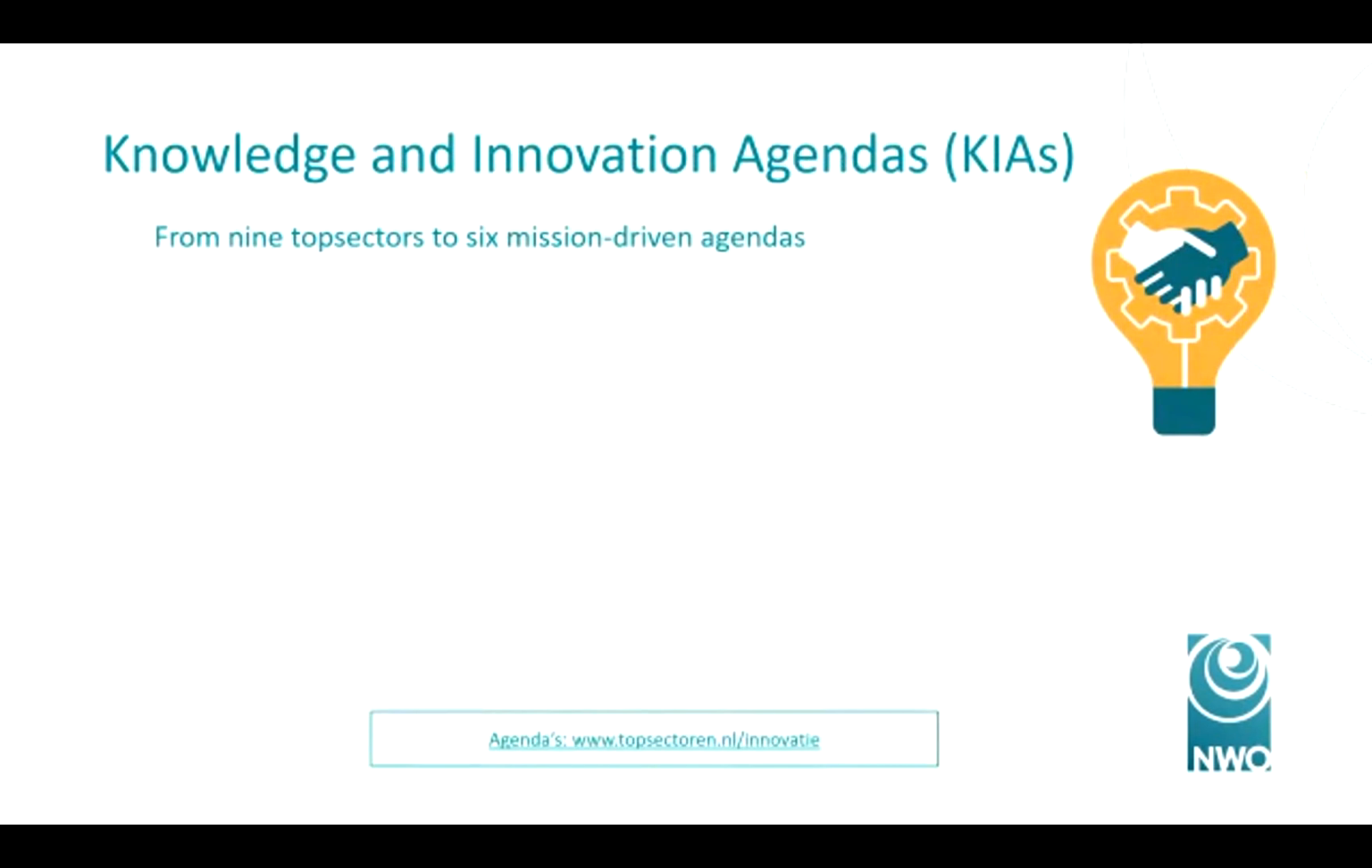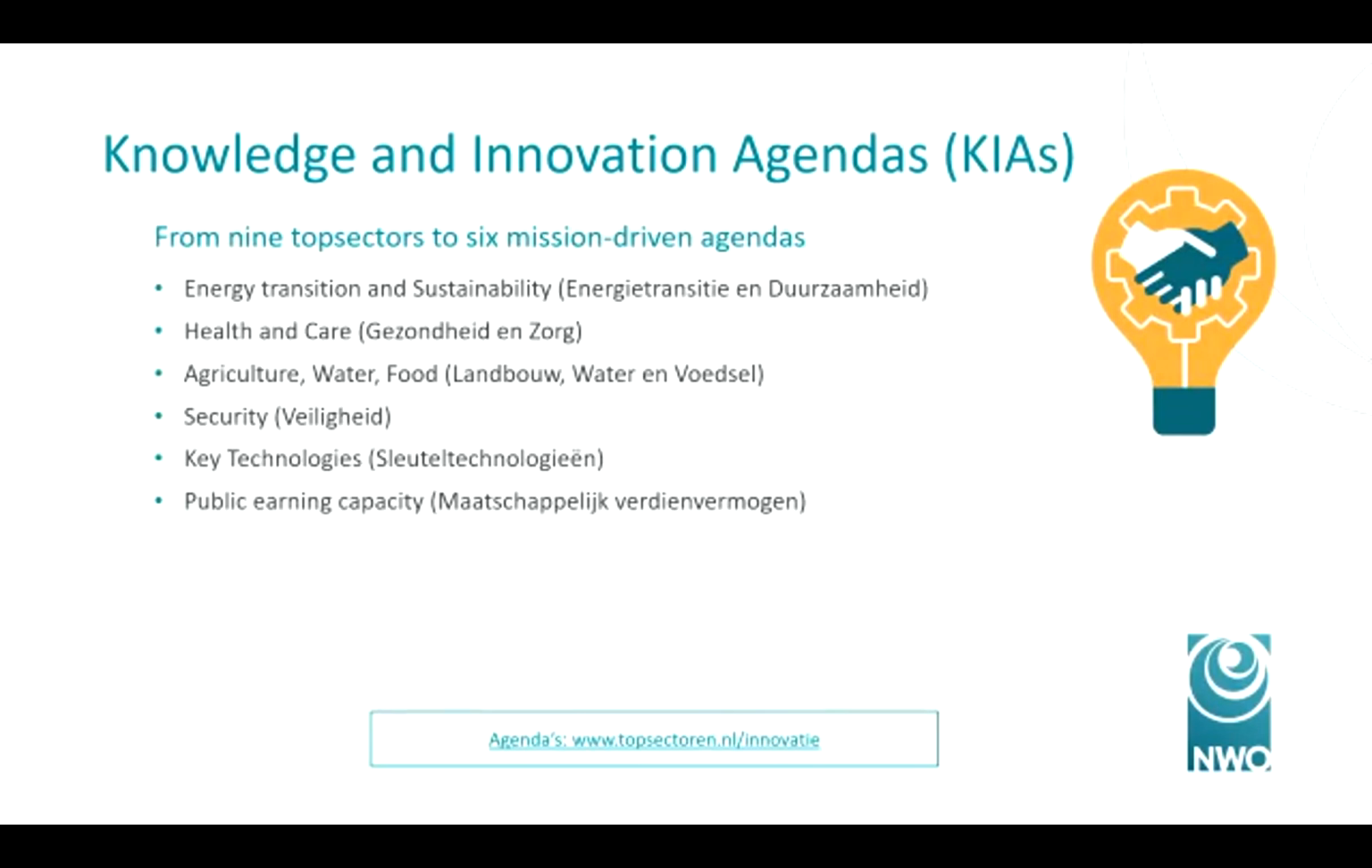So now from the KIC to the KIAs. The KIA stands for Knowledge and Innovation Agenda. We've had 9 top sectors, they're still there. But now, instead of 9 agendas, we have 6 mission-driven agendas, and I have listed them here. The first 4 are aimed at societal challenges: energy transition and sustainability, health and care, agriculture, water and food, and security. This list is completed by the key technologies, that's what you're here for, and public earning capacity.